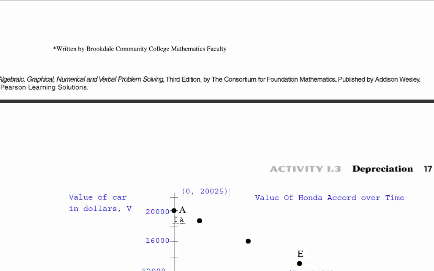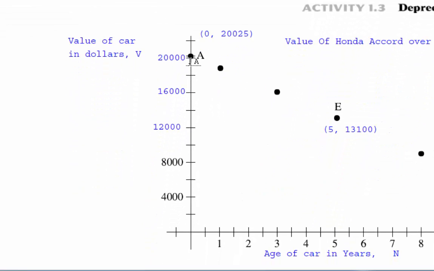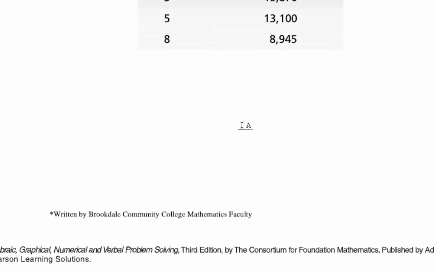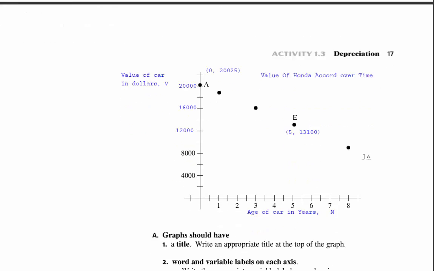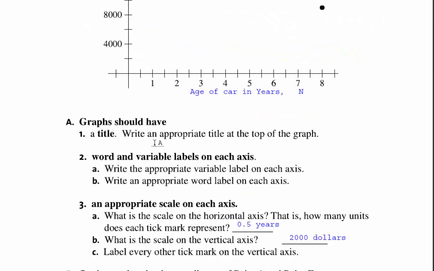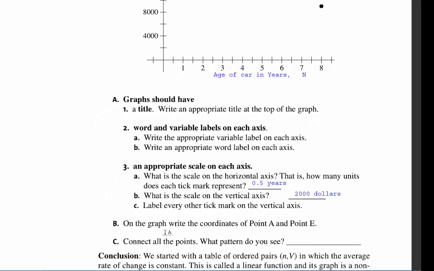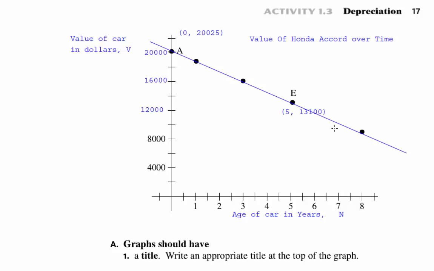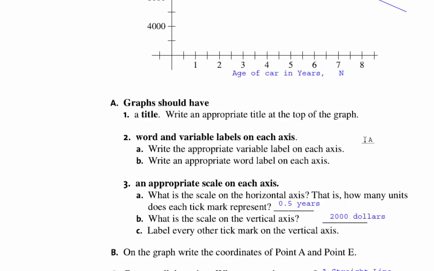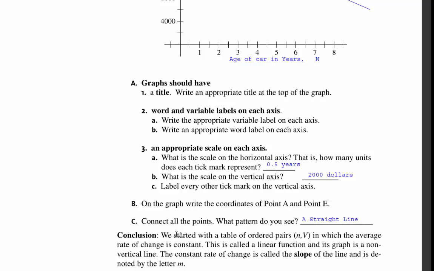And when I look at the coordinates for point A, A is happening at 0 years, or the initial value of the Honda. So again, if I look back to my table, when the car is brand new or has an age of 0, the value is 20,025. And that's what you see on my graph. Question 3c says connect all the points, and then asks what pattern do you see? So I've connected all of the points, and it looks like we have a straight line. So I'll fill in a straight line for part C.